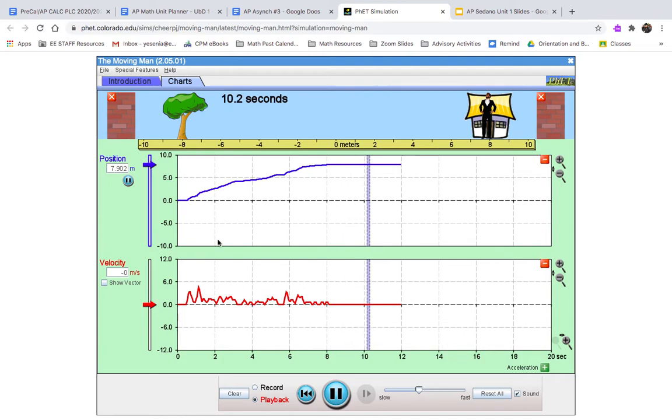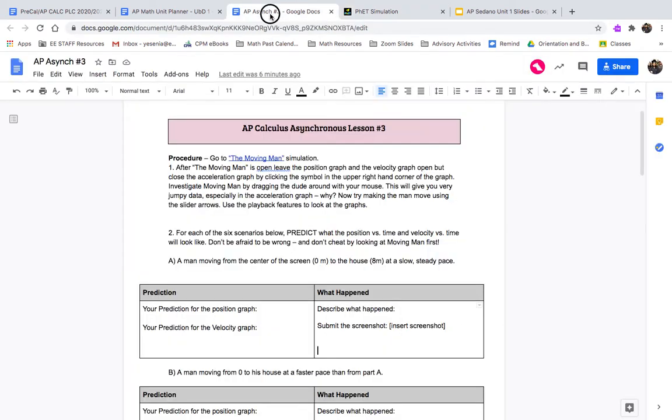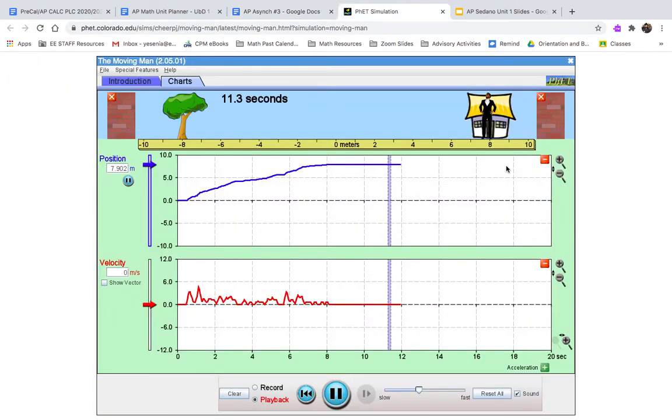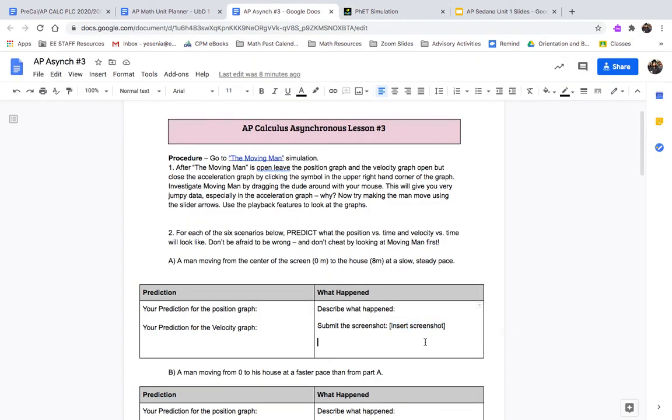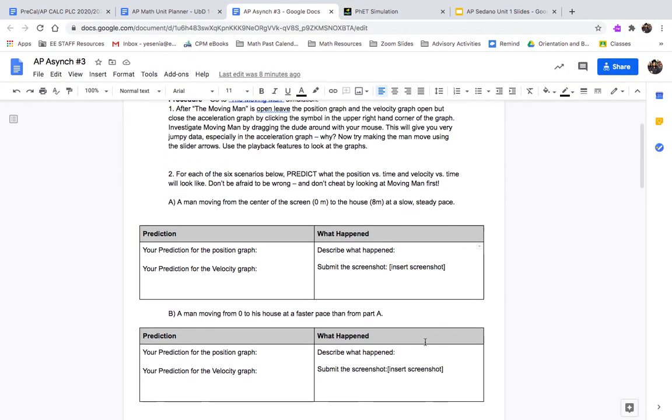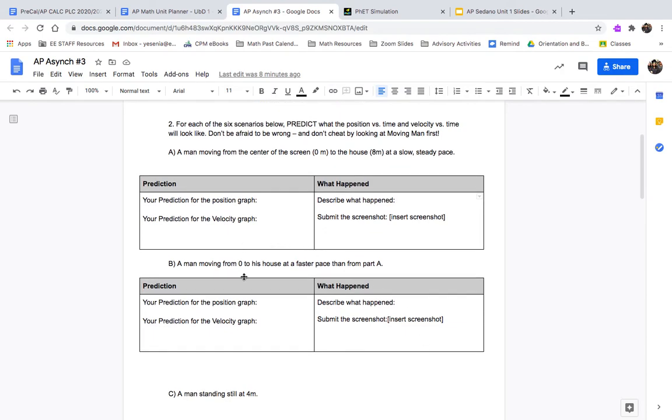And so forth. After that, you're going to jot down your findings and describe what happened. For me, my screenshot would have been this: I would screenshot both the position and the velocity graph and insert that right here for the first example. Again, there are going to be different scenarios, where it says he goes from 0 to his house at a faster pace. Now that's faster, so you're going to try to move him quickly. You're going to make a prediction on what you think the position graph and the velocity graph look like, and then describe what happens and insert a screenshot.